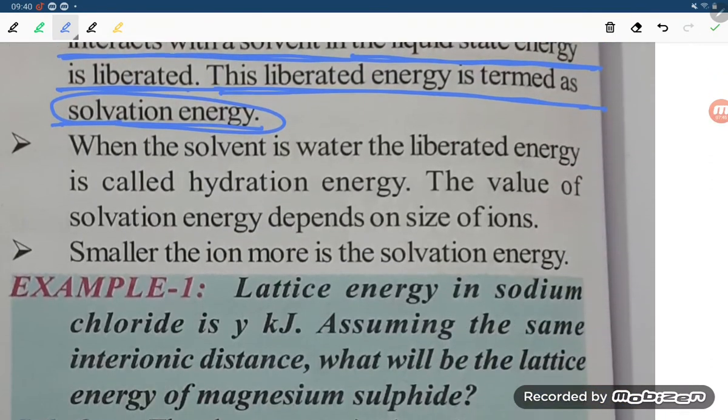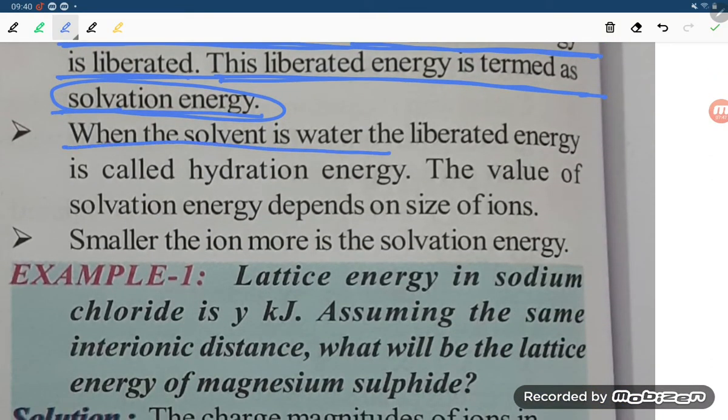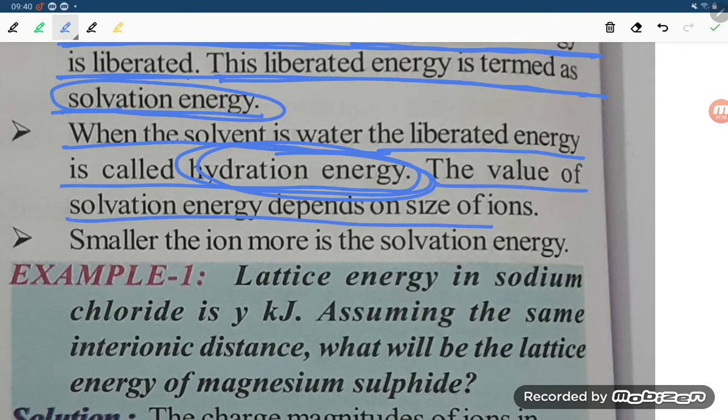Next point, try to understand. When the solvent is water, the liberated energy is called hydration energy. If the solvent is water, that is hydration energy. The value of solvation energy depends on the size of the ion. The smaller the size of the ions, more is the solvation energy.